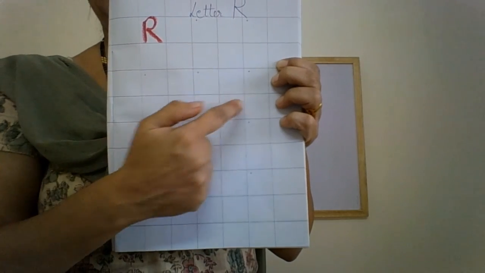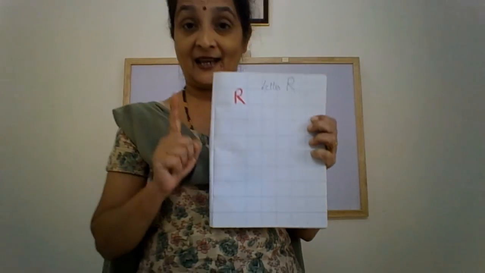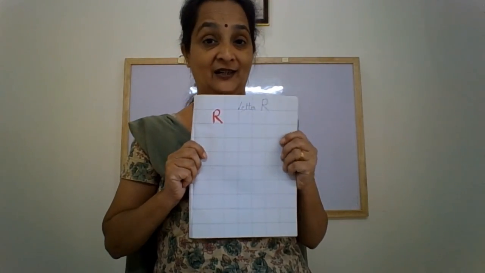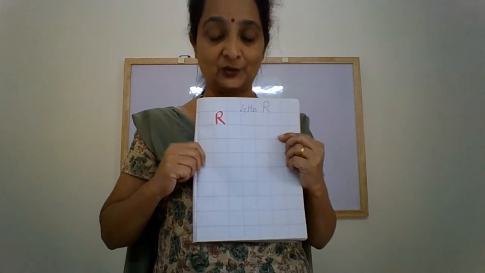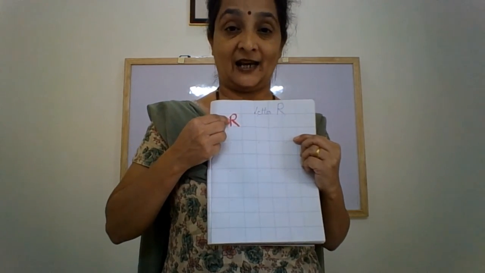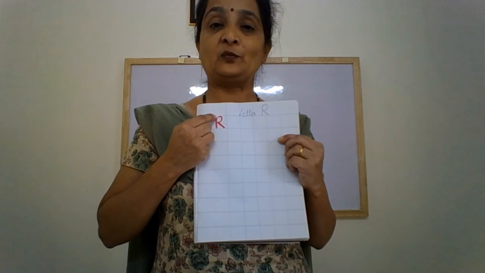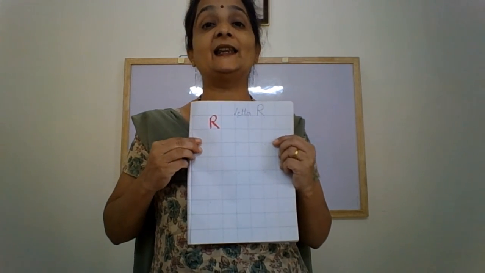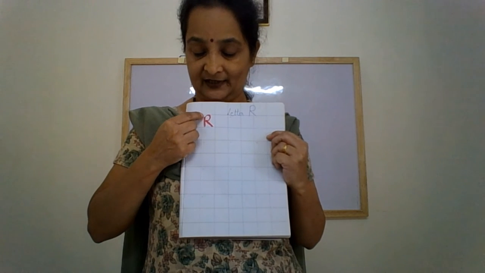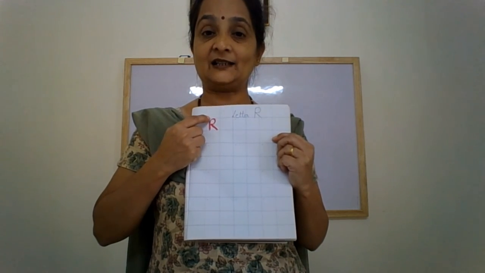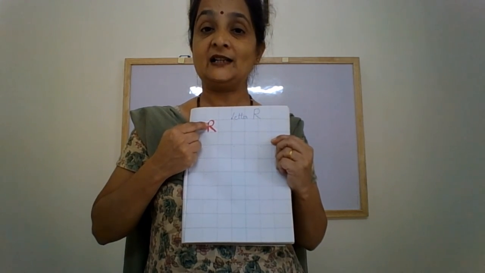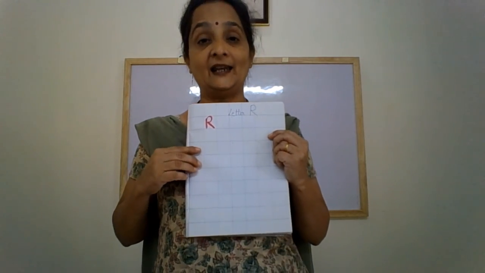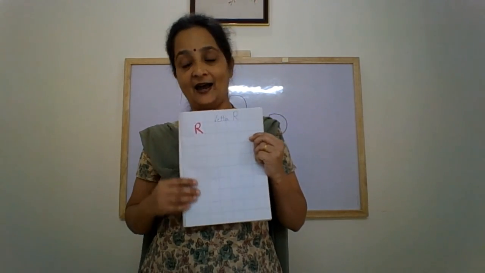Alternate squares. Say aloud when you write, children. And how will you do that? Say standing line, small forward curve, slanting line, letter R. Standing line, a small forward curve, slanting line, letter R.